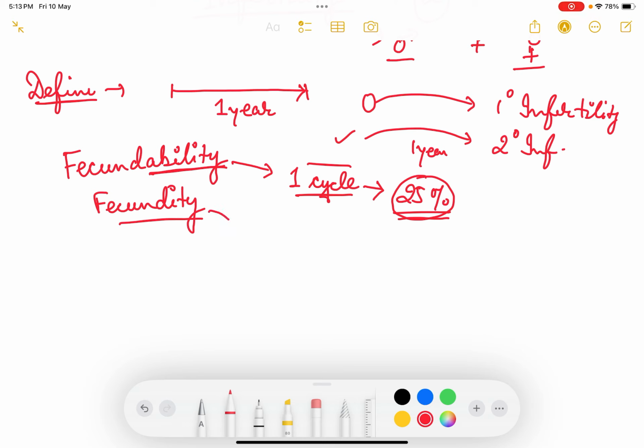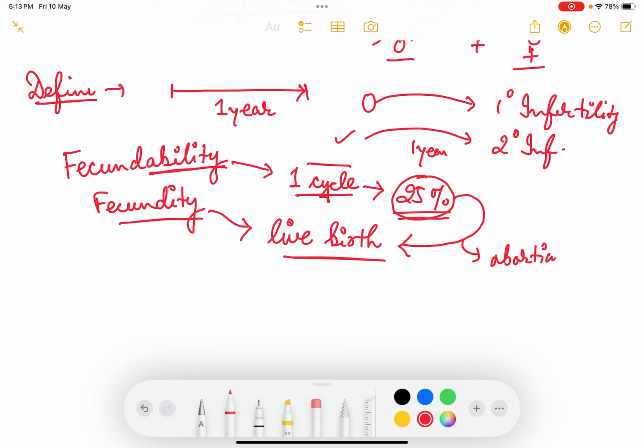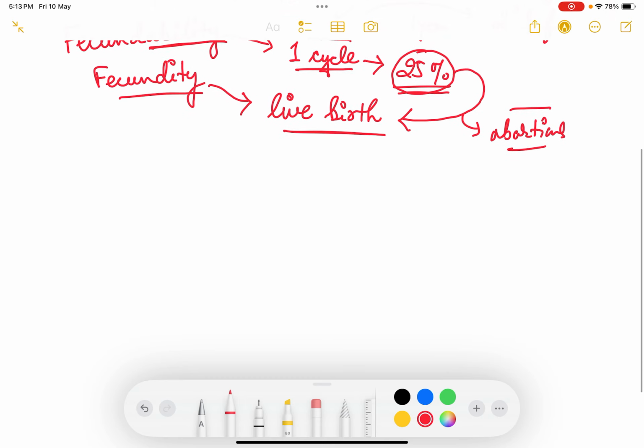Whereas fecundity means how many percent of the couples are able to give live birth in one cycle. Out of these 25% couples who really conceive in one cycle, only a few of them go on to have a live birth, the others end up in having abortions. So it is very important to know how many of the couples really have fecundity. Out of the fecundability, only 25 to 30% will have a live birth in one cycle, others will end up in abortion. So this is the data for fecundability and fecundity in one cycle.